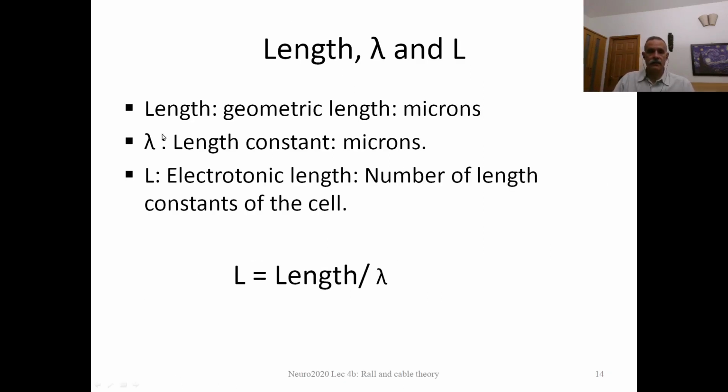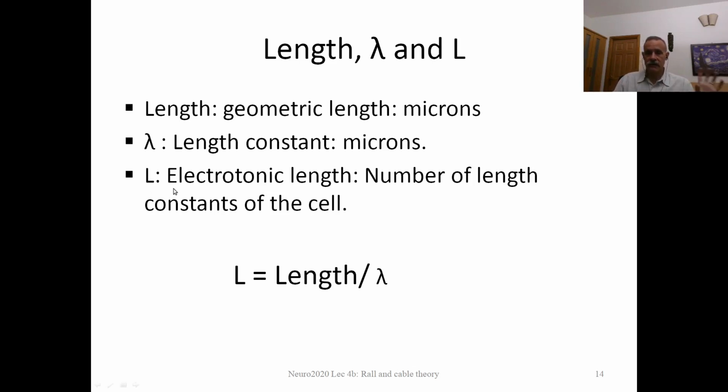Yeah. So just some nomenclature so that we're all on the same page. The length of a dendrite or axon is just the length. It's a distance. It's in microns or meters or whatever your unit of length is. Lambda is a length constant. Its units are also length, microns, meters, whatever you choose.